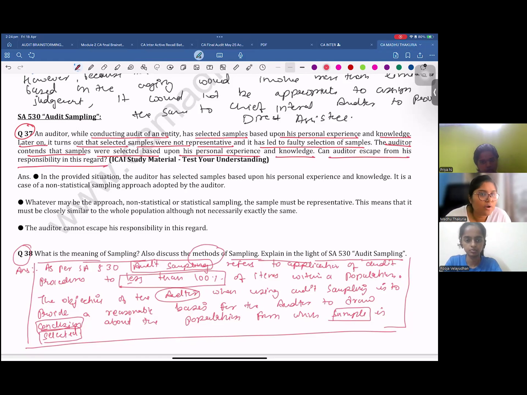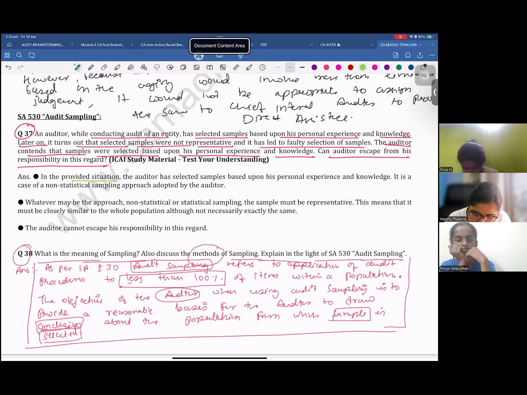The answer is no. We studied that the sample needs to be representative of its population. You cannot just pick, like, I will only do the audit of April month sales, or I will only do the audit of October, November, and December month sales. No, you cannot just pick like this. Whatever sample you choose, it needs to be the representation of the entire population. So from every month of sales, you will need to select certain samples, right? So as per SA 530, you will answer.